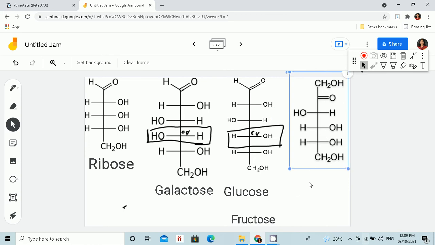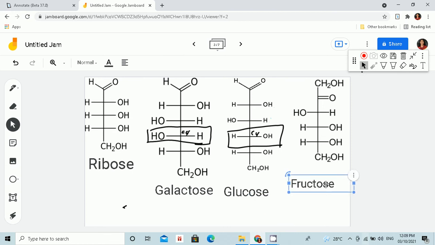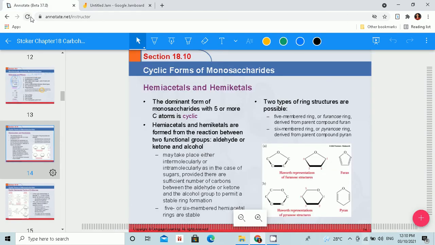Then we have here, what's this? Okay, 1, 2, 3, 4, 5. Very obvious. It's a ketone and it is our fructose. It's a fruit sugar. It's very sweet. Okay, so it is found in fruits. If you are on a diet, then use fruits or honey, okay, fructose. Right, it's our fructose. So that's all for our review.